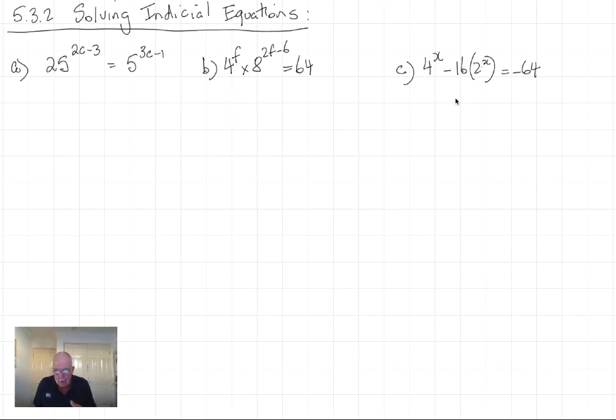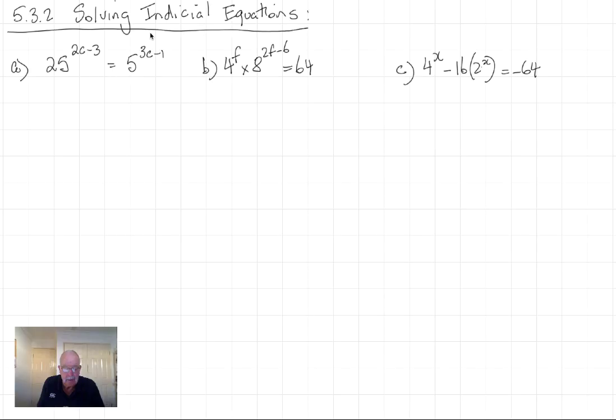When we have the unknown in these three examples, in this first example A, the unknown is C and it's up as an index. Here we've got an unknown F and it's in an index up the top, or a power. And here we've got a third situation where the X is the unknown we're trying to find and it's an index as well.